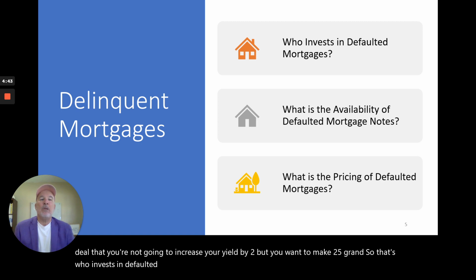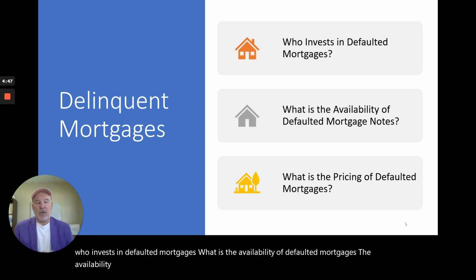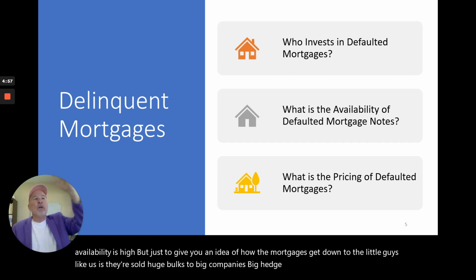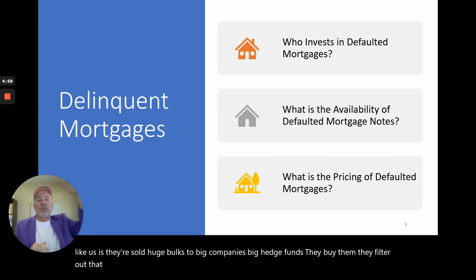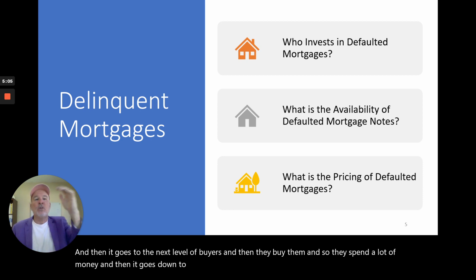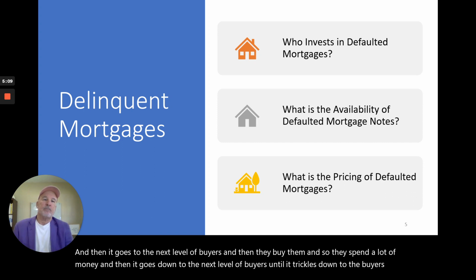What is the availability of defaulted mortgages? The availability is high, but just to give you an idea of how the mortgages get down to the little guys like us, they're sold in huge bulks to big companies, big hedge funds. They buy them, they filter out what they want, and then it goes to the next level of buyers. And then they buy them, and they spend a lot of money, and then it goes down to the next level of buyers until it trickles down to the buyers like you and me.